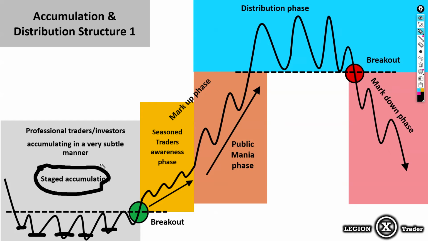Now, when they are doing this, they're doing it in a very subtle manner, where there's very little awareness from the public that they are buying into this product right here. So they're just like sponges. They just allow the trades to work in their favor. After they have accumulated enough, they'll start to buy a little bit more here to trigger some momentum.